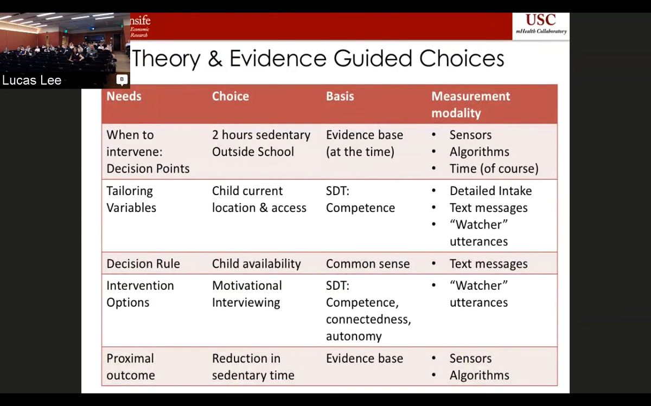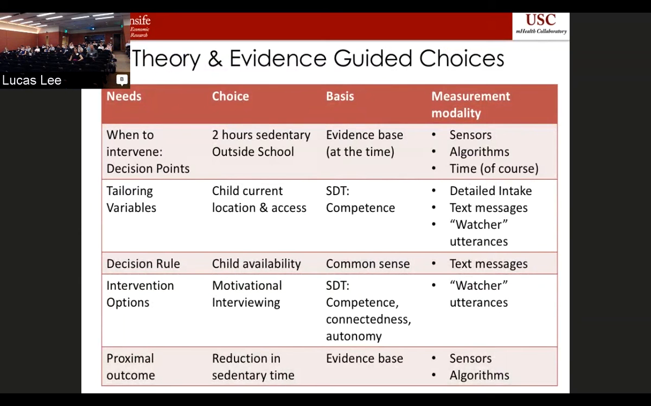And the watchers were trained in motivational interviewing. So this is a technique long loved in psychology and social work that helps you come alongside people. So you treat them with autonomy. You don't say, you should do that. You say, what do you think you should do? You come alongside, right? The decision rule was child availability and common sense.